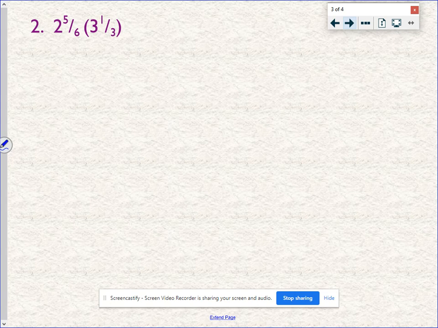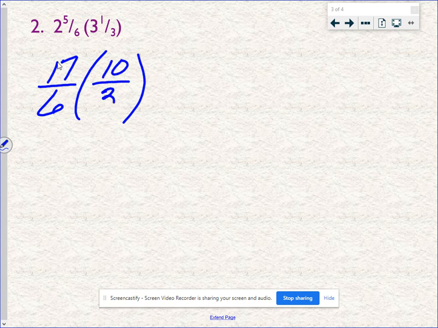So we use our fishhook. 6 times 2 is 12. 12 plus 5 is 17/6. Next, we convert 3 1/3, which gives us 10/3. Now I am ready to cross cancel or cross simplify. I see that I have even numbers with 6 and 10, and I know that 2 goes into every even number. So 2 goes into 6 3 times, 2 goes into 10 5 times.